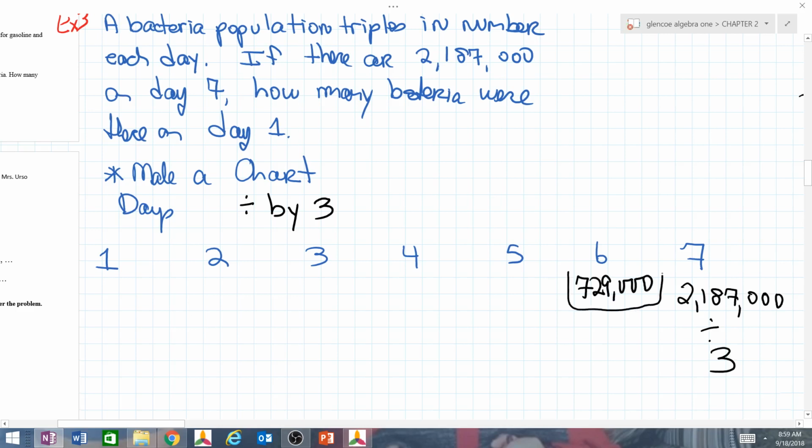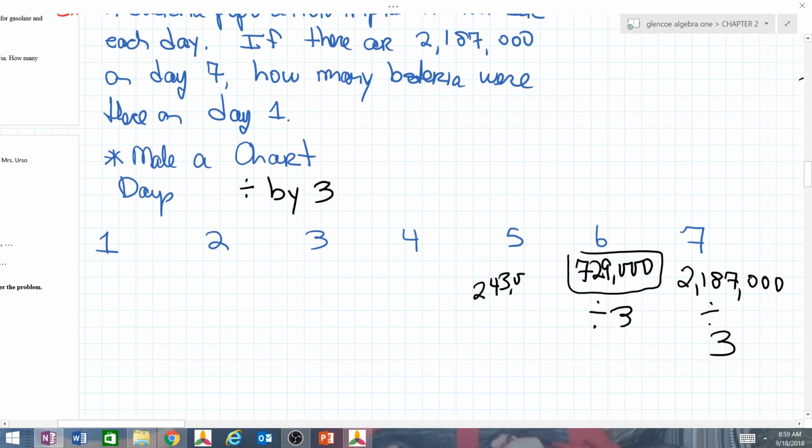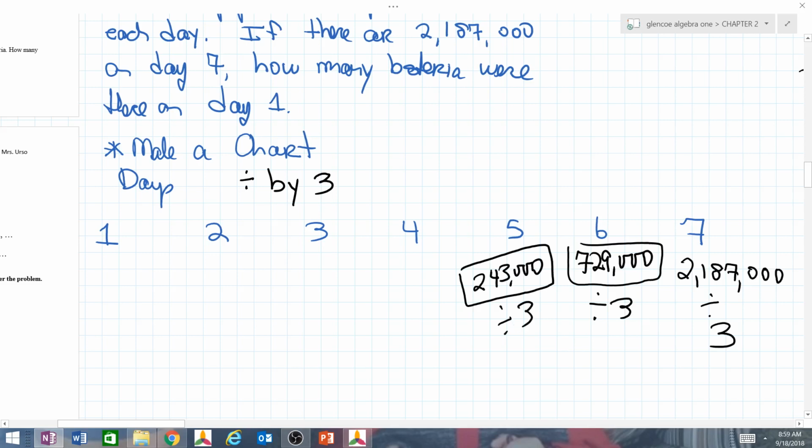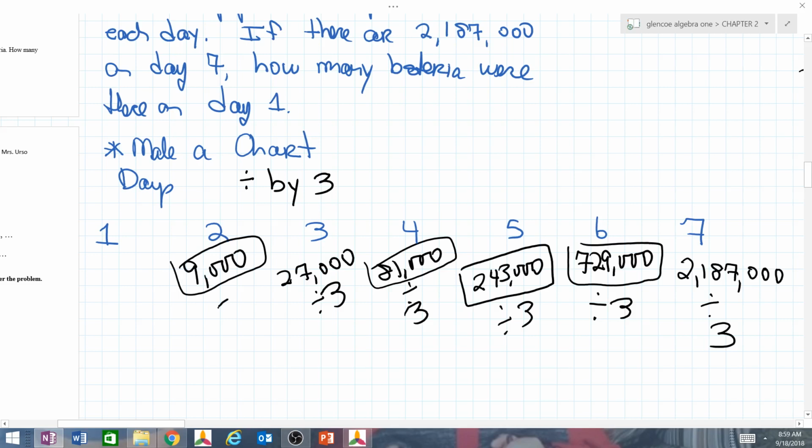729,000 bacteria. To go find out how many were on day 5, we divided by 3, and that gave me 243,000 bacteria. I divide that by 3, which gives me 81,000 bacteria. Divide that by 3, and that gives me 27,000 bacteria. Divide that by 3, that gives me 9,000 bacteria. Divide that by 3, and on day 1, there were 3,000 bacteria.